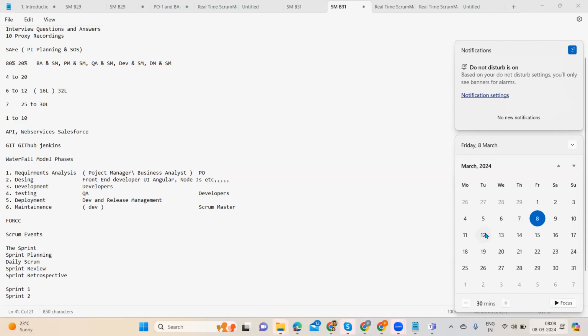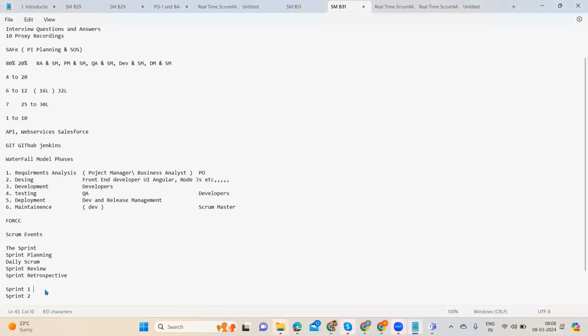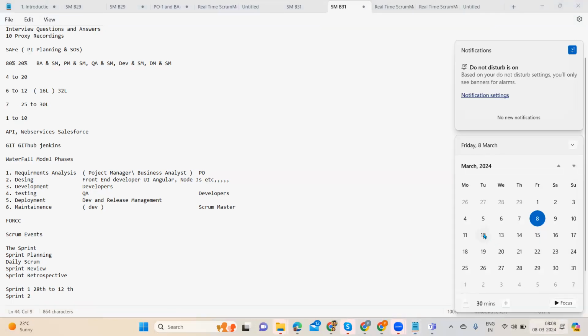Okay, now we are having sprint review meeting on 12th. Sprint duration, this one is 28th to 12th. So sprint review meeting will happen for sprint 1 on 12th. Okay, sprint review meeting. So when will we have the retrospective meeting? We will be having the retrospective meeting on 13th for sprint 1.